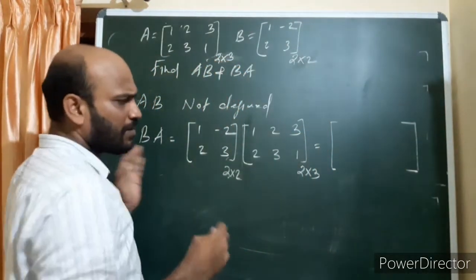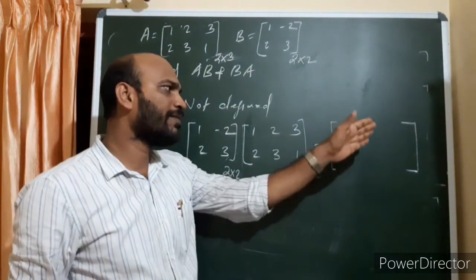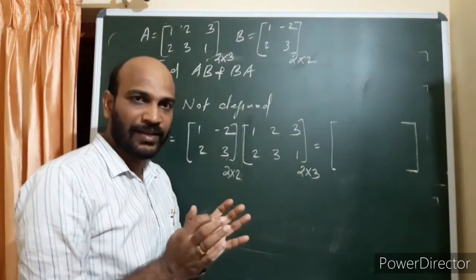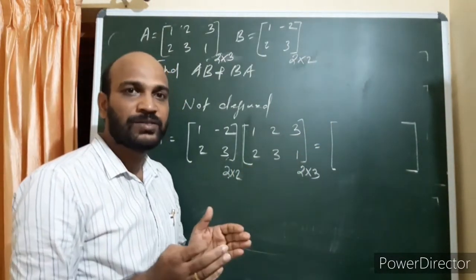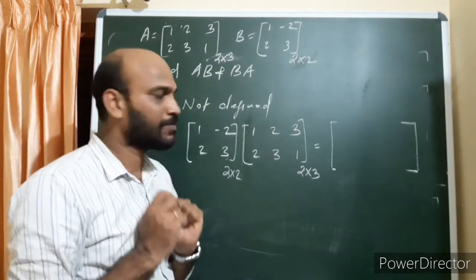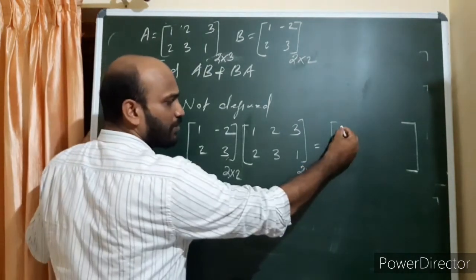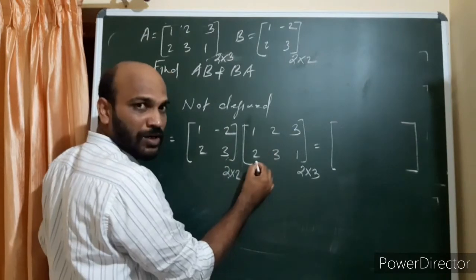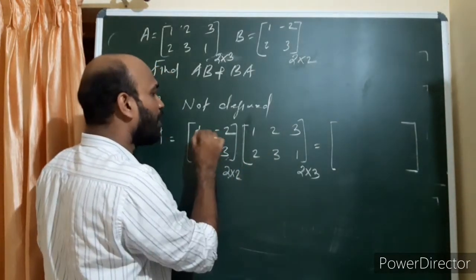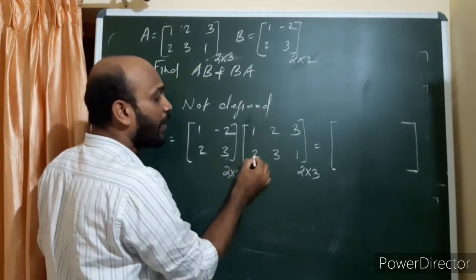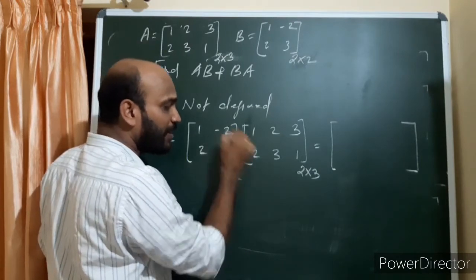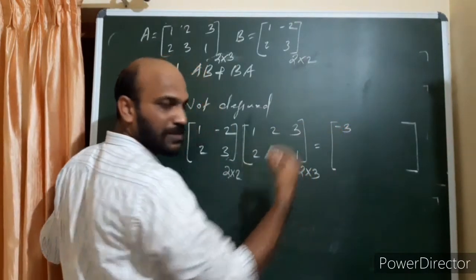Right. Without writing A11, A12, A13, we can write directly. So by practice, we can also do it like that. So this is A11. First row, first column you have to multiply. That means 1 into 1, 1. 1 minus 4, that is minus 3.